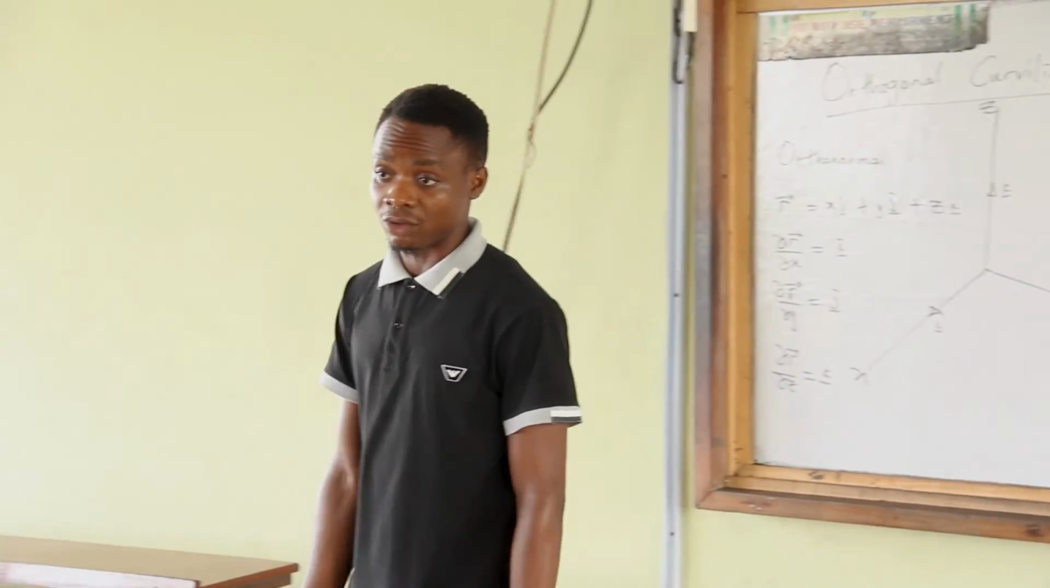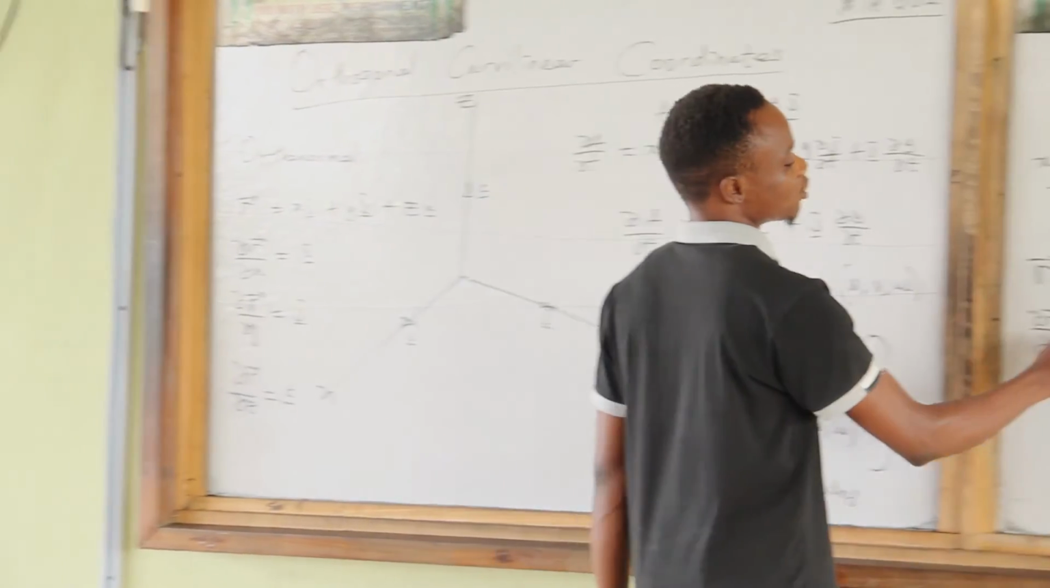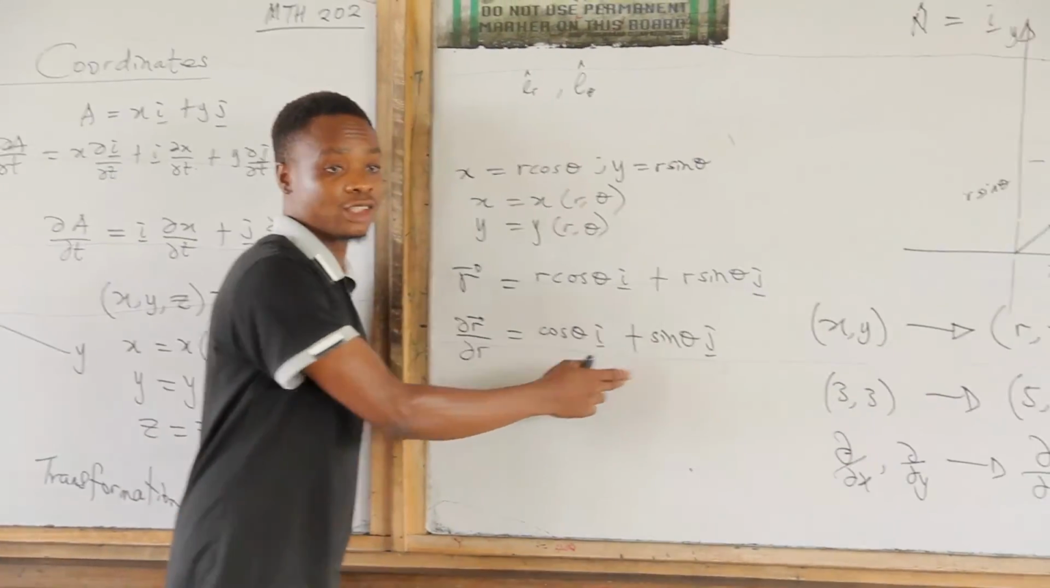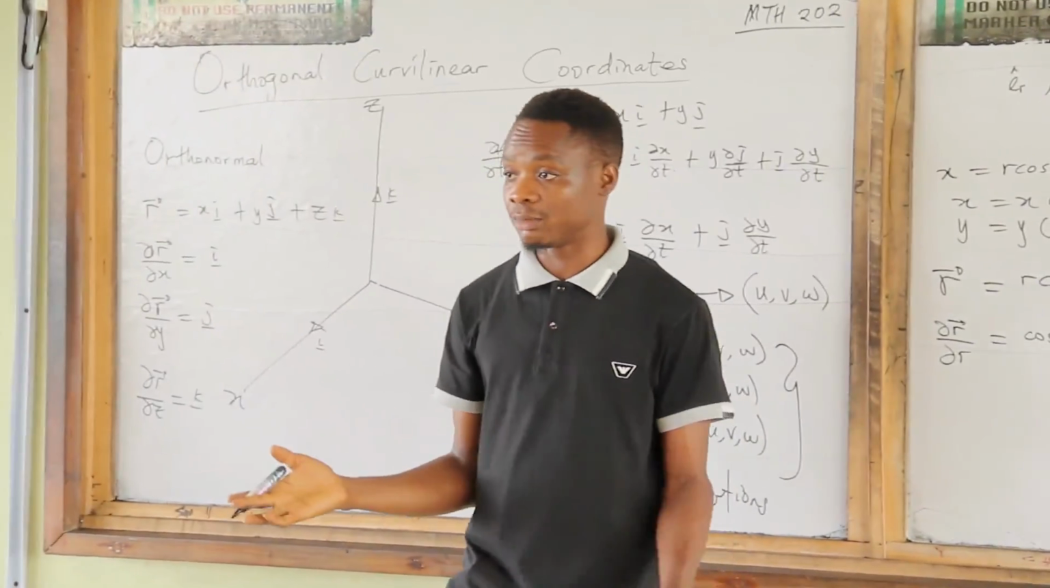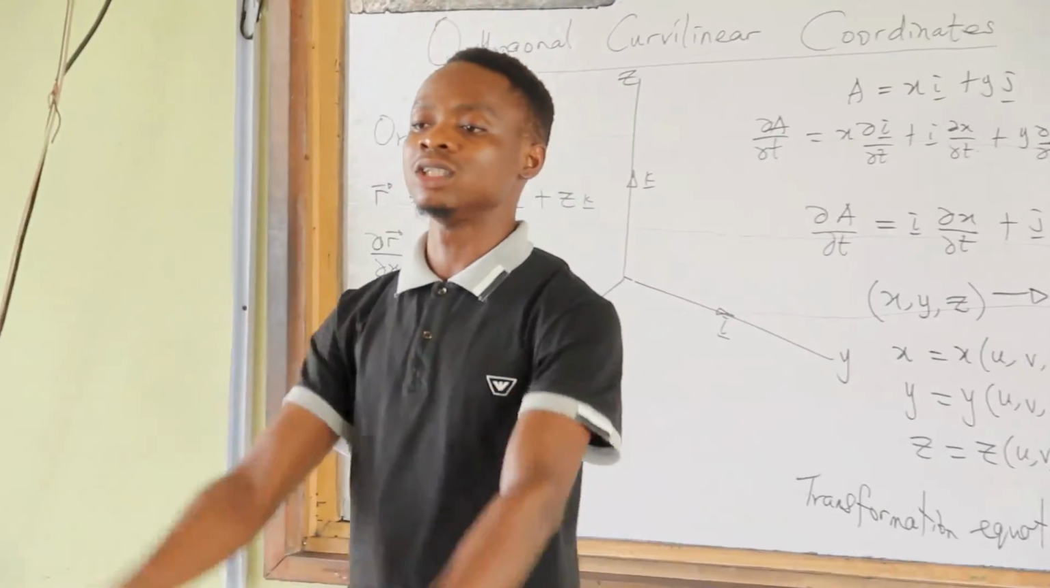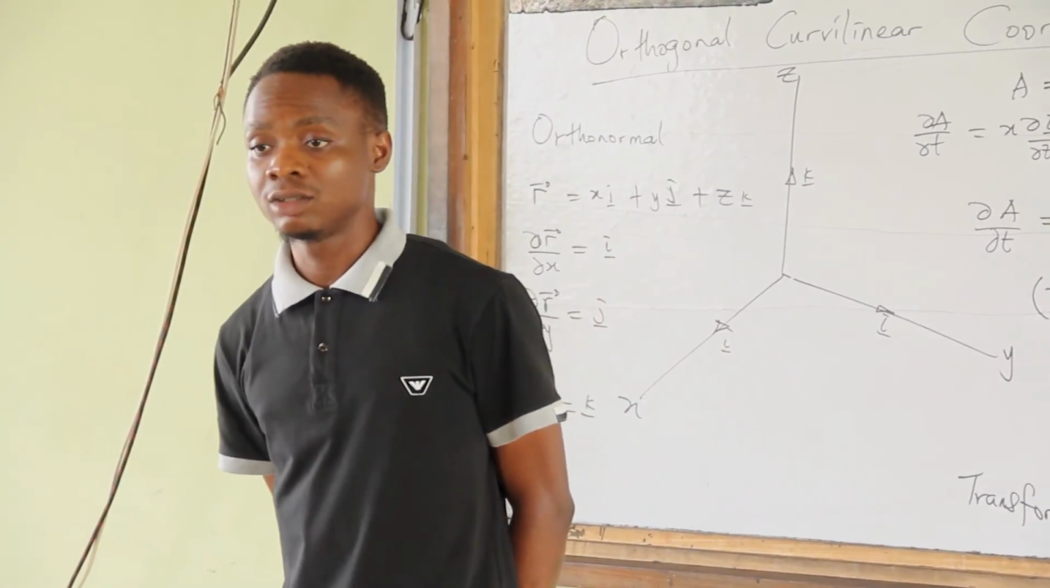Because it has to be a unit vector. So is it a unit vector? How do you find out if it's a unit vector? You find out what its magnitude is. So what's the magnitude of this vector? It is 1. The magnitude, the square root of cos squared theta plus sin squared theta, is 1. So I don't need to bother about it. I know that's going to be the unit vector in the r direction. Is it clear now?